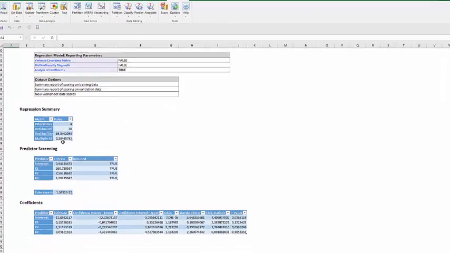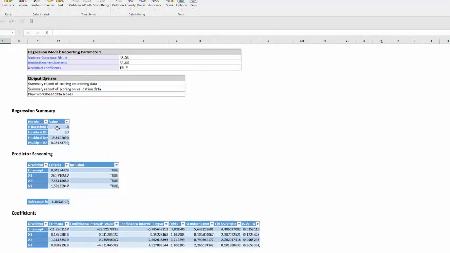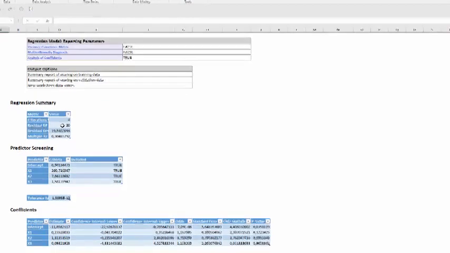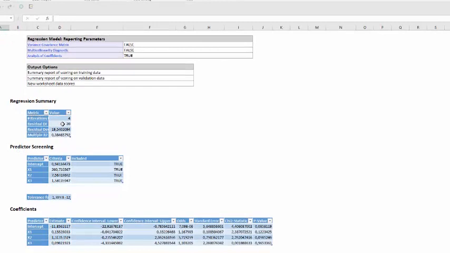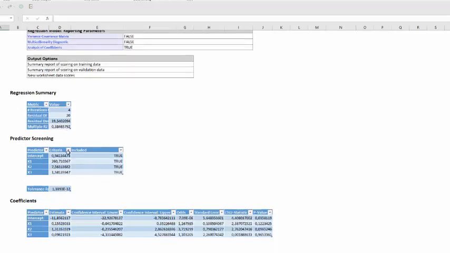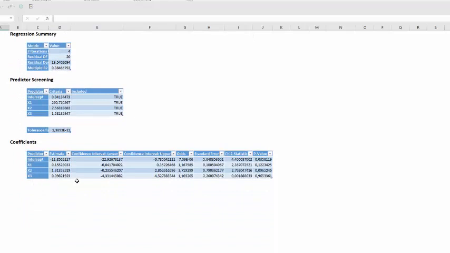The first table here gives me the number of iterations the system had to use in order to give us this information. The residual degrees of freedom is 24, which makes sense because I have 24 observations in the training set, and I needed to estimate 4 coefficients. I need a value for B0, B1, B2, B3. The residuals are in here, and the coefficient of determination is 46%.